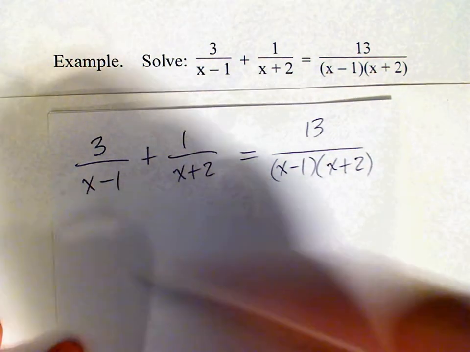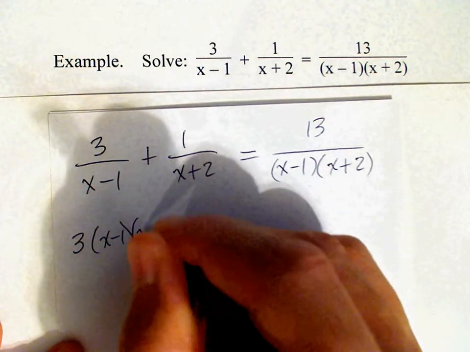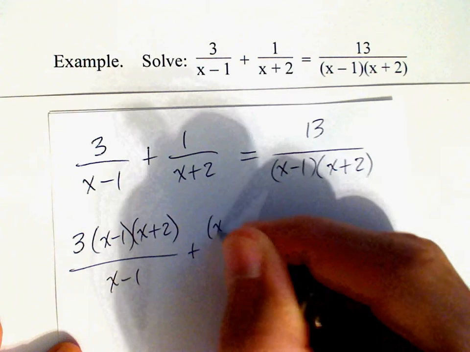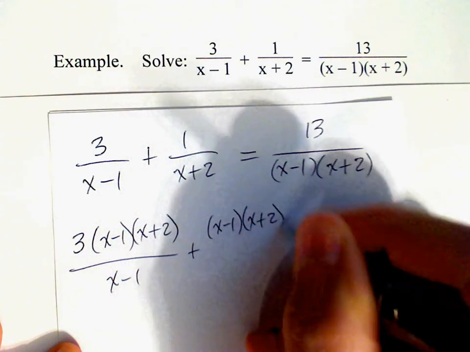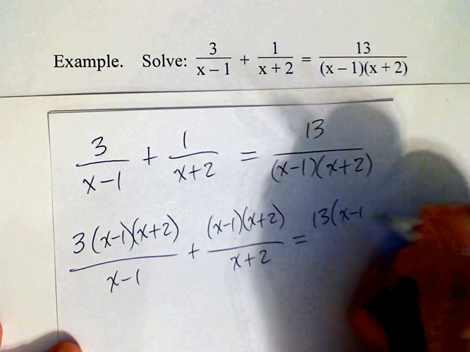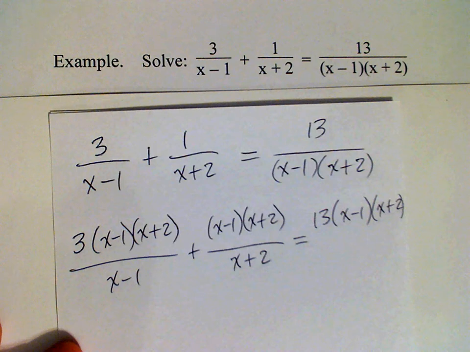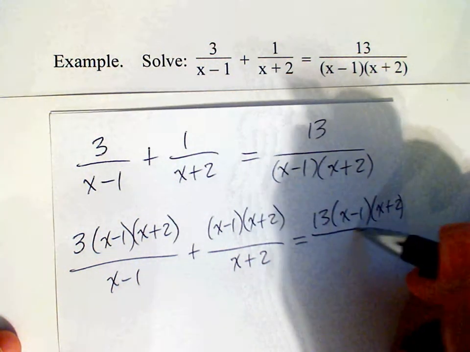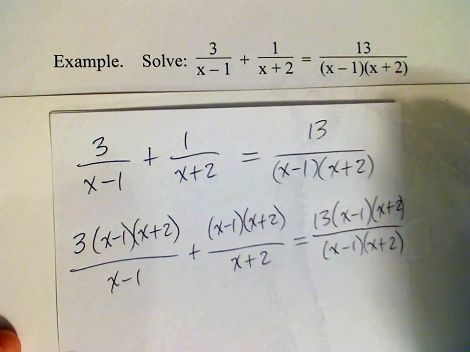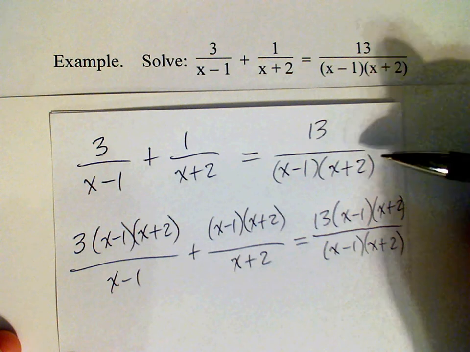So multiplying each of these fractions by the LCD, we get 3 times x minus 1 times x plus 2 over x minus 1, plus x minus 1 times x plus 2 over x plus 2 is equal to 13 times x minus 1 times x plus 2. Remember, in multiplying fractions by a whole number, it only goes to the numerator, not to the denominator. Okay, so those denominators are unchanged from the first original equation.